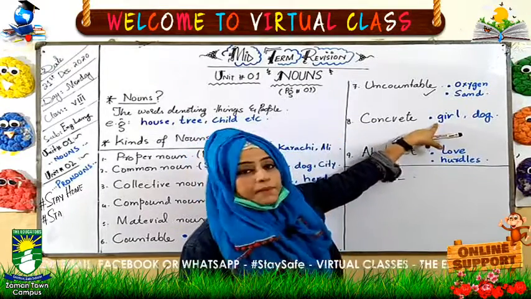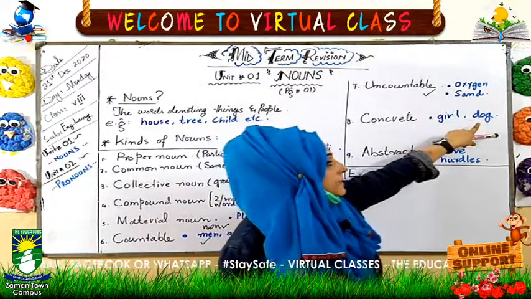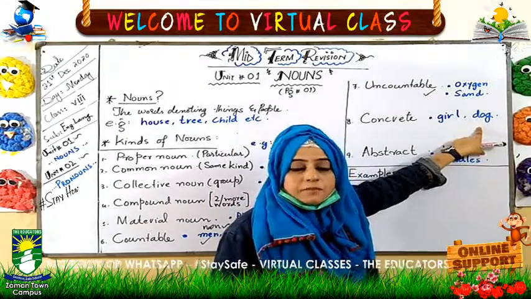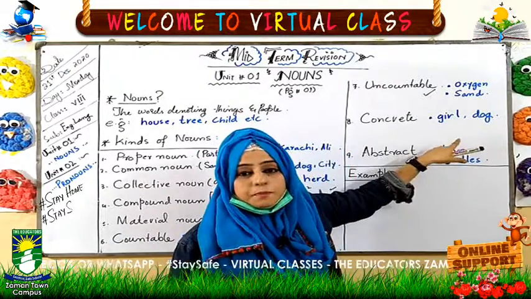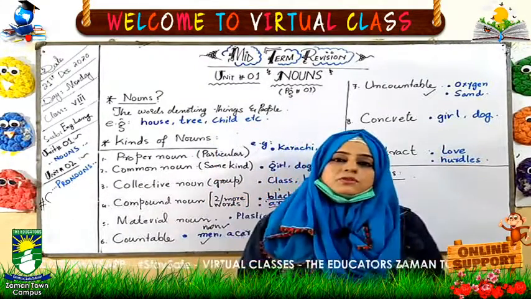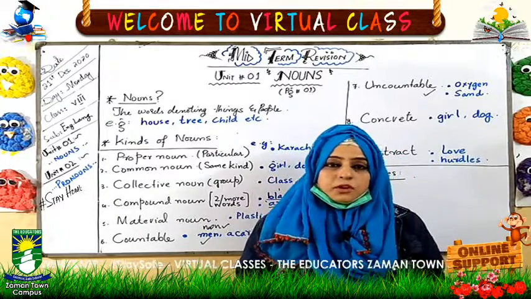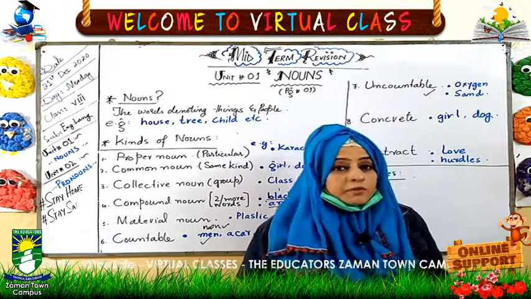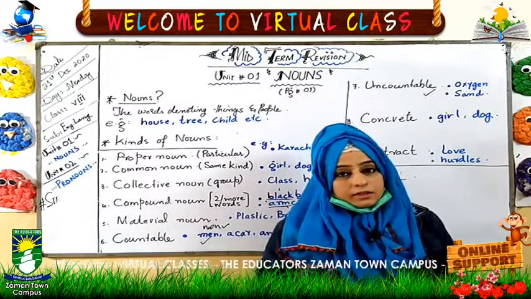Like the physical appearance of the girl is possible, the physical appearance of the dog is possible, the physical appearance of the book is possible, the physical appearance of any bag is possible. So these are concrete nouns which you can see, feel or touch, right?